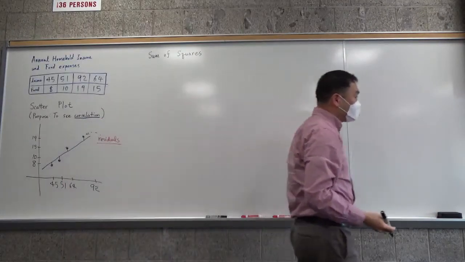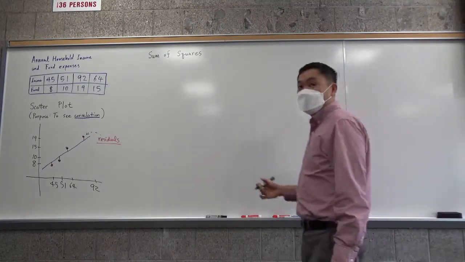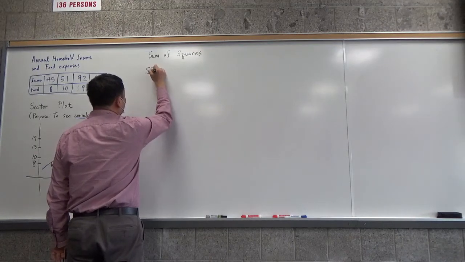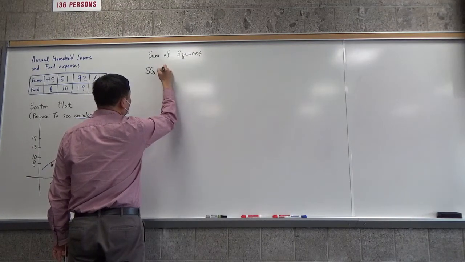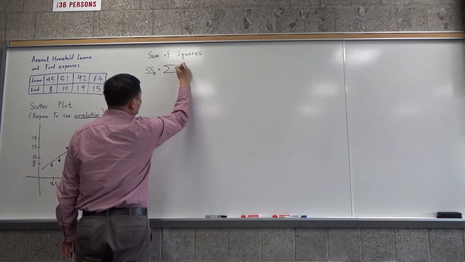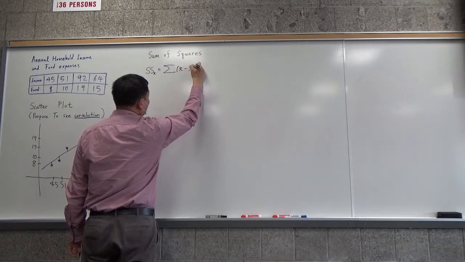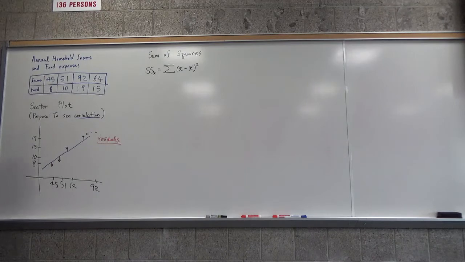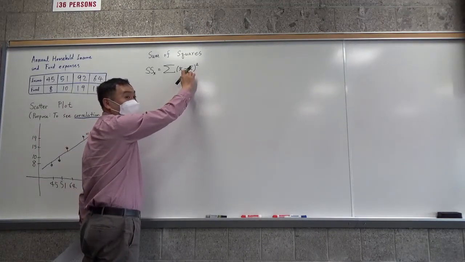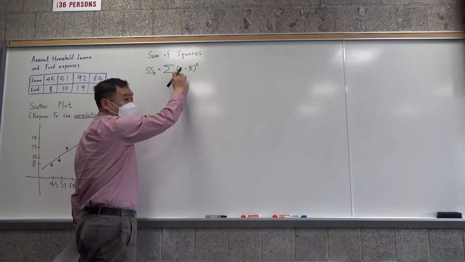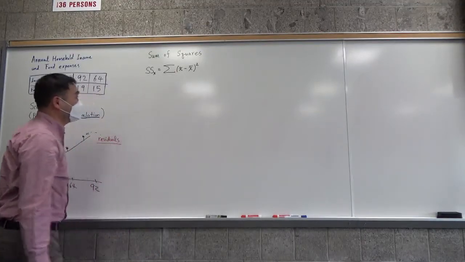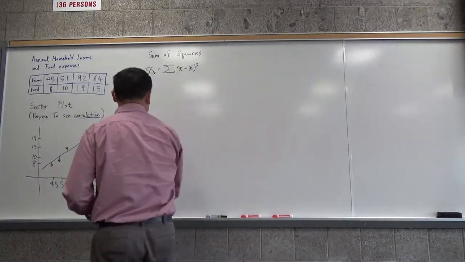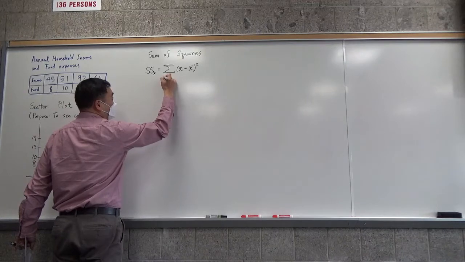And these are quantities where you're adding things squared. So for example, the sum of squares of x is defined as the summation of (x minus x bar) squared, where x bar is the mean value of all the samples, and x are individual samples. I could be more mathematical by saying that these x's are from the sample.